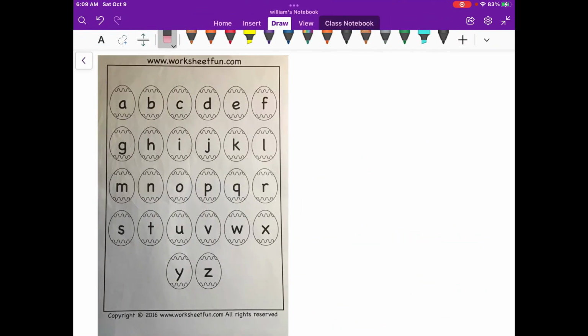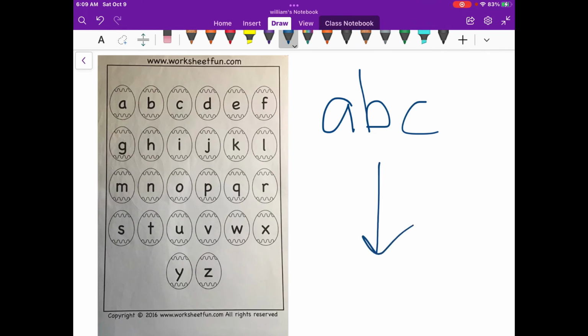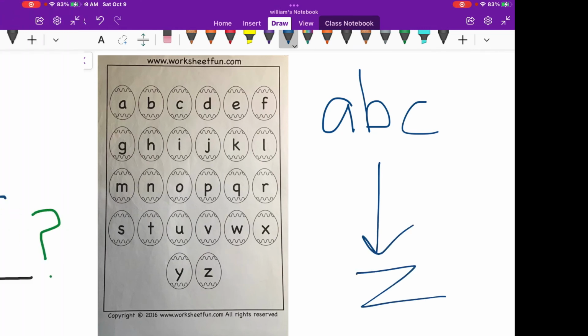This is a sample of the ABC chart that I use in my classroom. I just found it online. It's free. You can just go to worksheetfun.com. If you don't have access to a printer, or if you just want to do it yourself, you can just write ABC all the way to Z on a piece of paper, and that'll work just as fine.